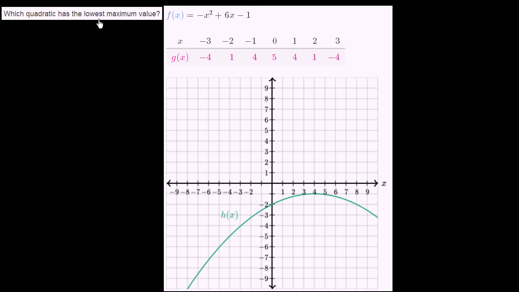Which quadratic has the lowest maximum value? So let's figure out the maximum value for each of these, and they're defined in different ways, and then see which one is the lowest. And I'll start with the easiest.